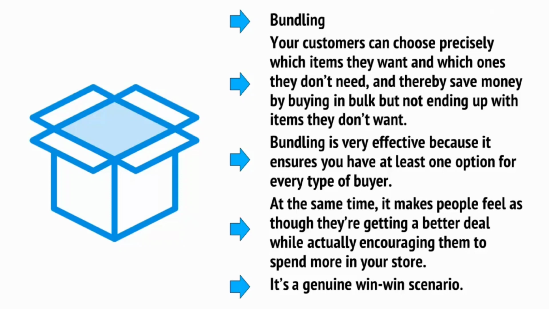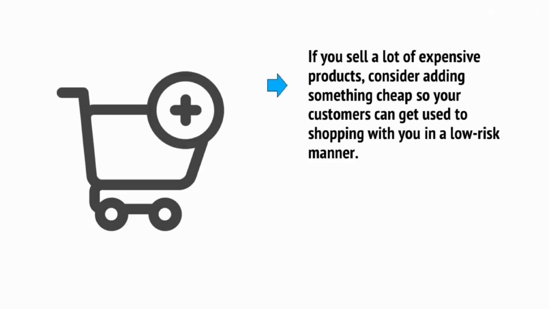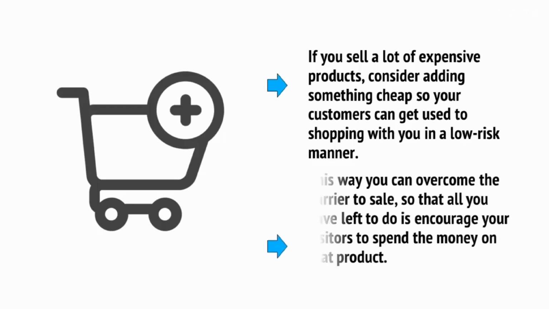When pricing your products, you might decide to include a high ticket item that will land you a large amount of profit per sale. The aim is that just a couple of sales of this item will be enough to keep you in profit, and in this regard, you might actually use your other products in order to encourage sales of those high ticket items. For example, if you sell a lot of expensive products, consider adding something cheap so your customers can get used to shopping with you in a low risk manner. This way, you can overcome the barrier to sale so that all you have left to do is encourage your visitors to spend the money on that product.